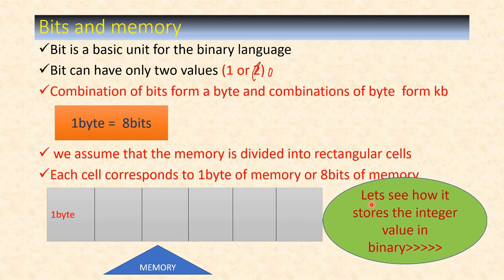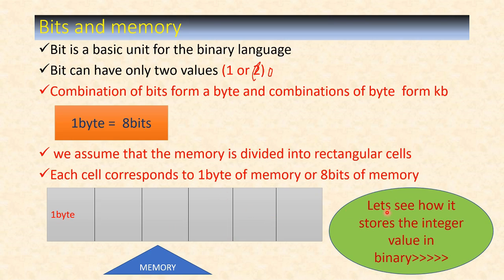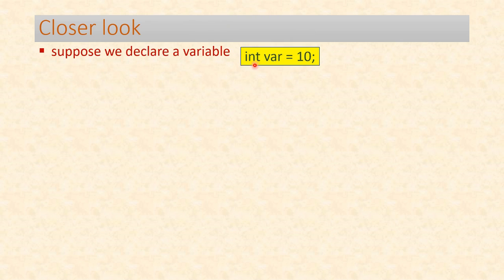Now moving forward, let's see how it stores the integer value in binary language. We will be discussing more about how the binary numbers are stored. So let's move forward to that topic and have a closer look. Suppose we declare a variable: int var equals 10. This means that the value 10 is assigned to the variable var, and its data type is integer.